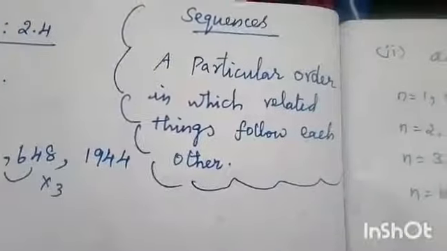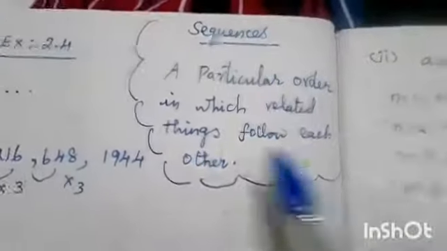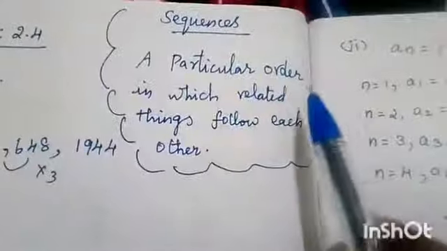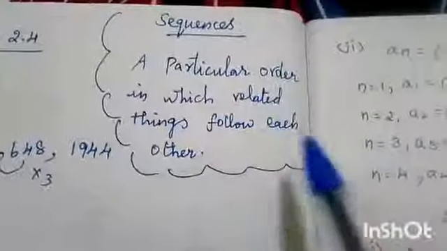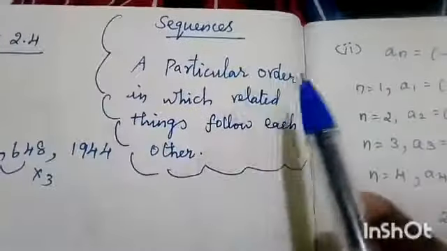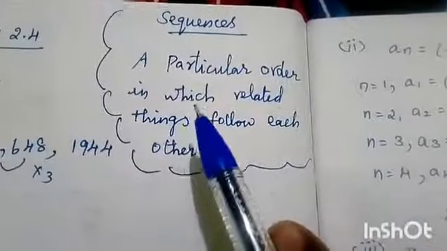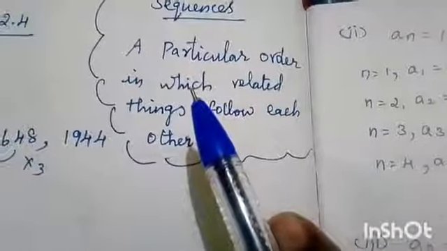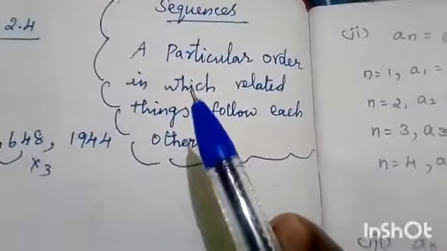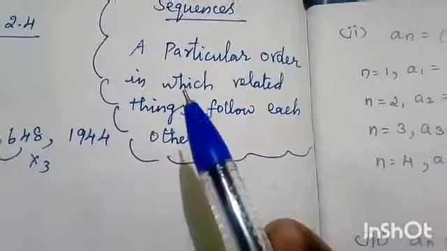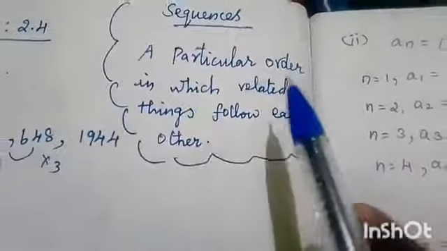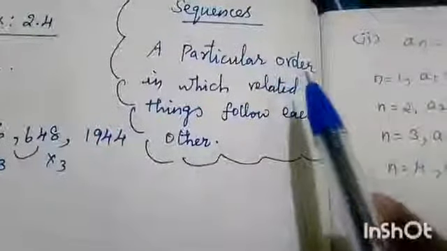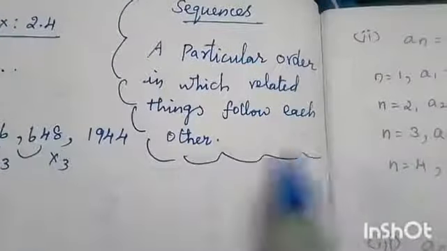Students, now you are going to learn sequences. Sequences means a particular order in which related things follow each other. In particular things in order, sometimes we use addition between the two terms, sometimes multiplication, sometimes division or some other square number. Some of these rules are called the order, a particular order in which related things follow each other.